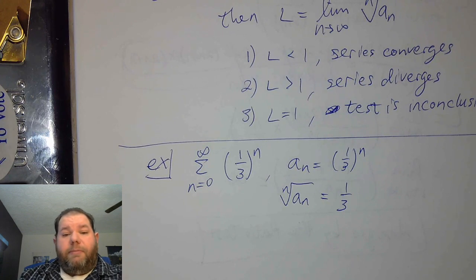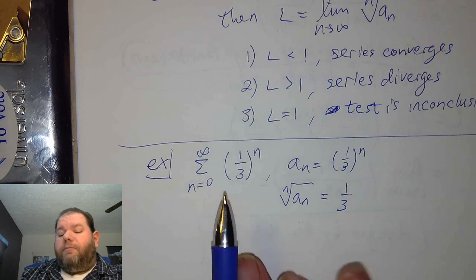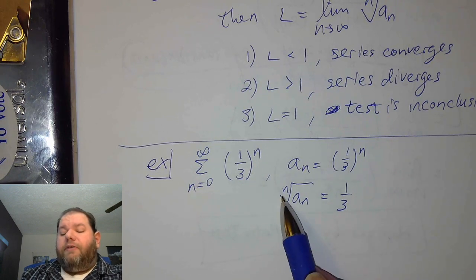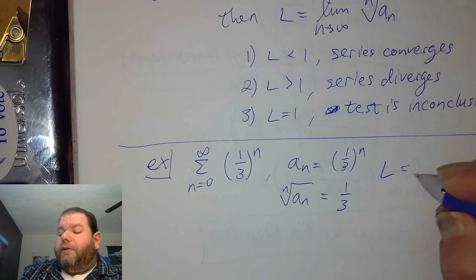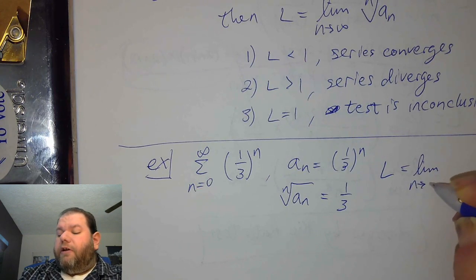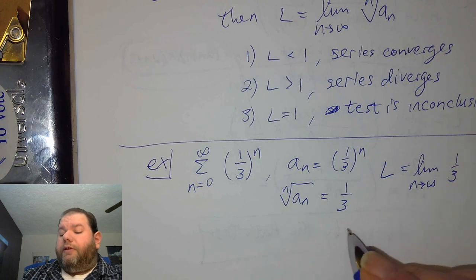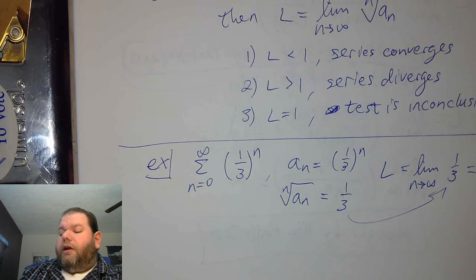This is a good example of a time that we would want to use the root test, when we have an expression raised to the nth power. Taking the nth root takes away that nth power, and lets us work with whatever is inside. And then L would be the limit, as n goes to infinity, of 1/3. Just take this value and plug it in. And because there is no n there to go to infinity, the result is still just 1/3, which is less than 1, so it converges by the root test.